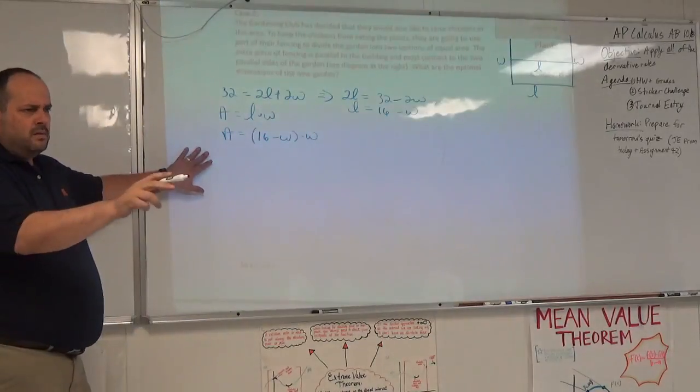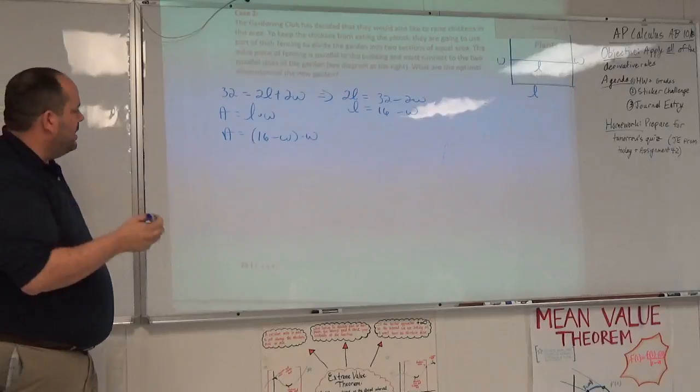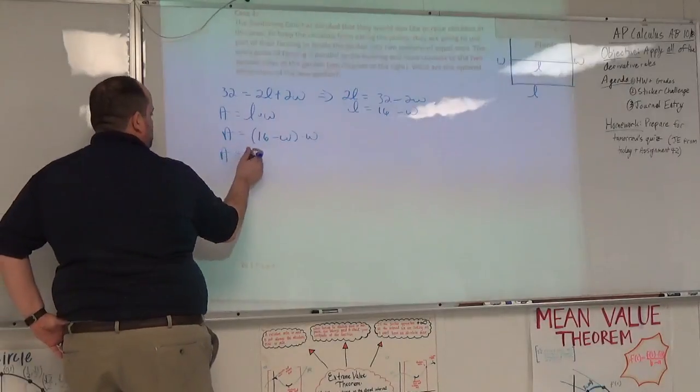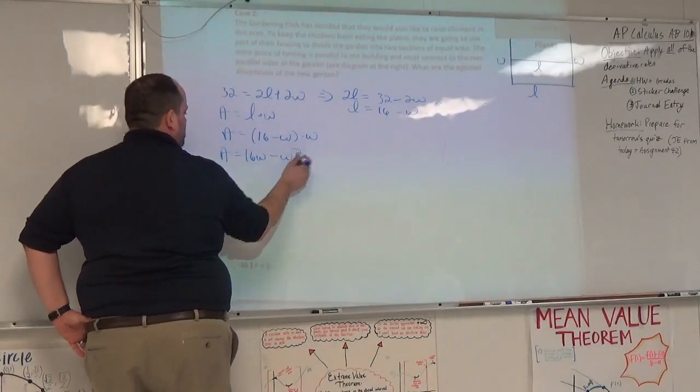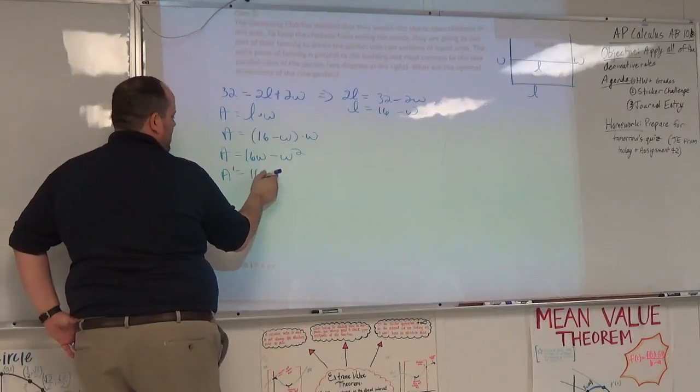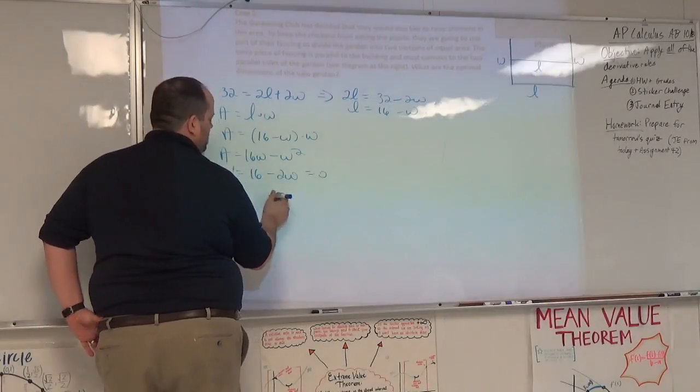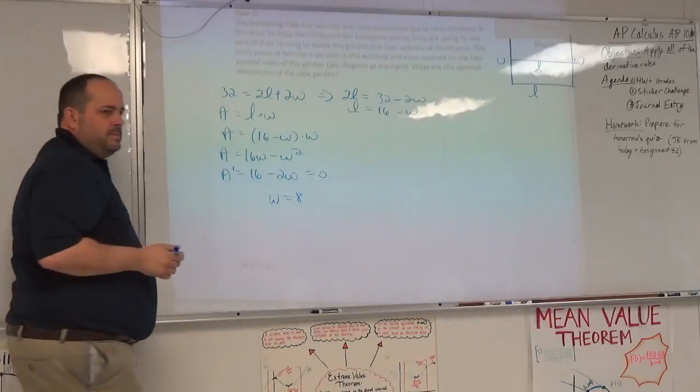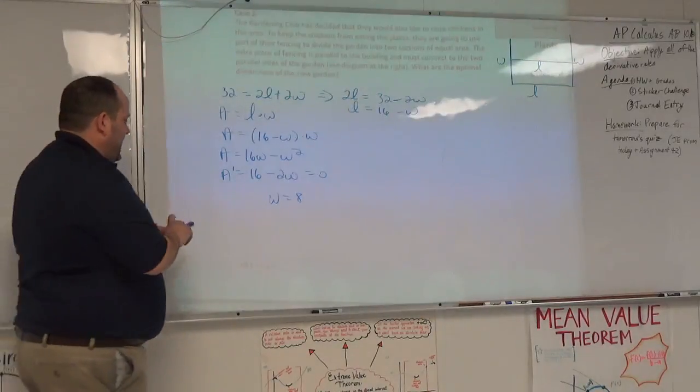Is everybody okay? Okay. All right, so that means that my area is 16W minus W squared. A prime is 16 minus 2W. I set that equal to 0. W is equal to 8. I've got a candidate.